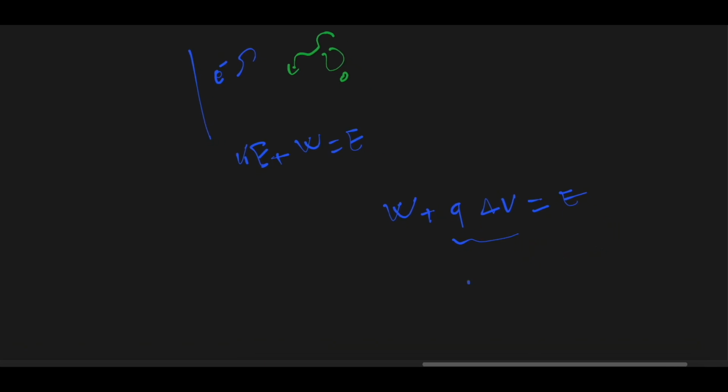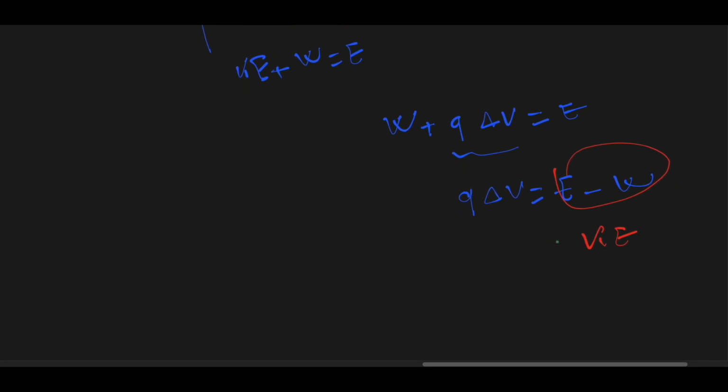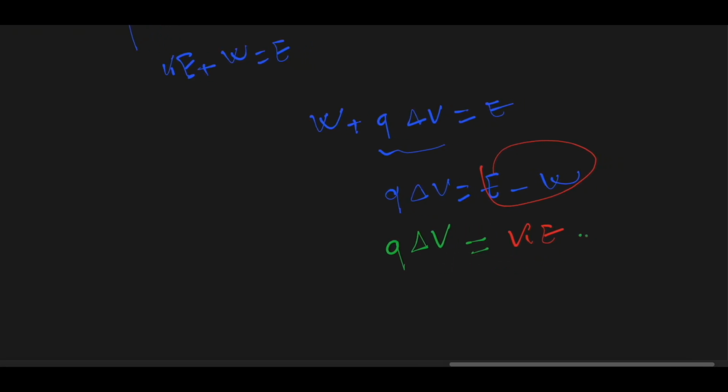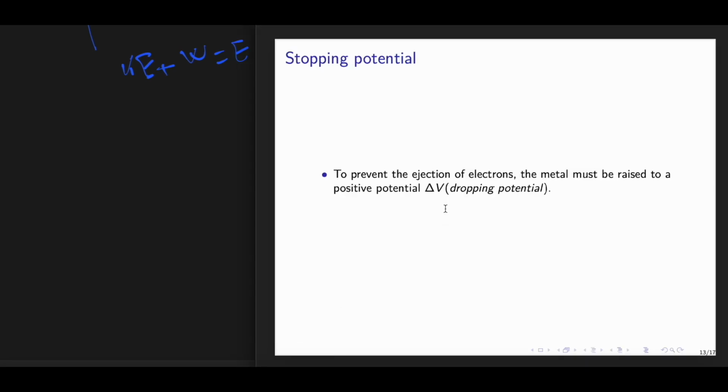So we can write it like this: it is equal to E minus the work function, and here we have the expression of the kinetic energy. So the applied stopping potential must be at least equal to the kinetic energy in order to stop the ejection of the electron and to stop the current through the circuit. Let's do this example.